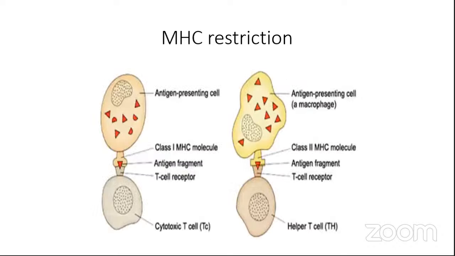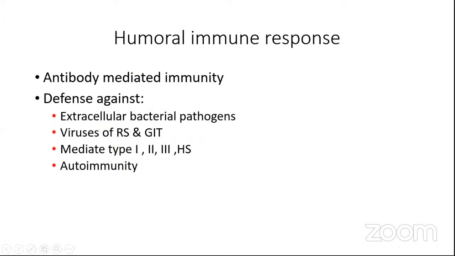Is it clear? See, this is the antigen presenting cell. The class 1 antigen molecule with the antigen fragment, having processed the antigen, will attach only to the CD8 positive T cell. Whereas MHC class 2 presents the antigen only to the helper T cell, or the CD4 positive T cell.